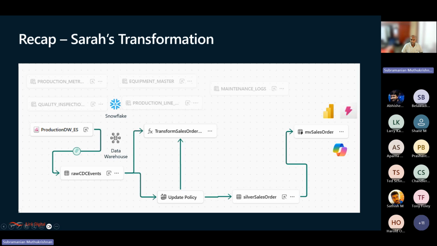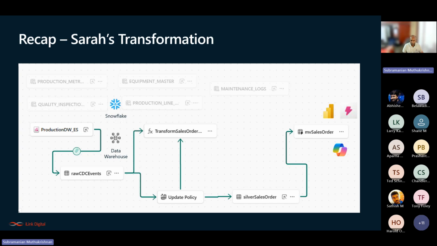Right, so what we have seen so far is Sarah went from discovering problems in tomorrow's report to preventing them in today's reality. That's the competitive advantage that we are seeing as an opportunity here. In a nutshell, if we want to summarize, we had Snowflake and also a data warehouse.